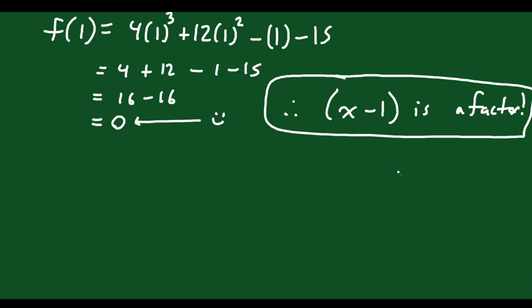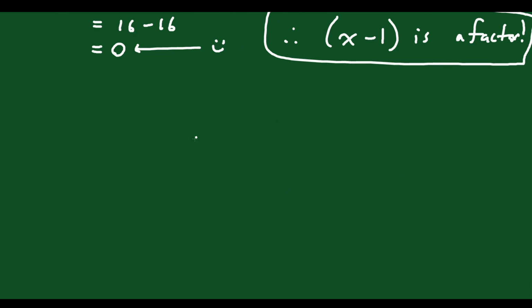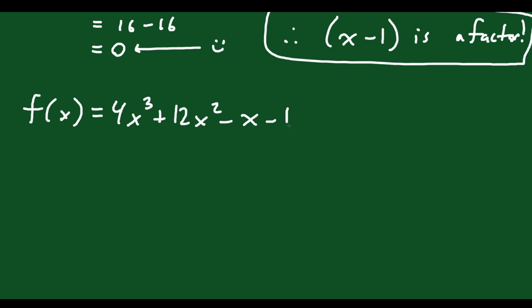Once you have one of the factors, we could say that f of x, which is currently equal, if you remember, to 4x cubed plus 12x squared minus x minus 15, when you factor that, is going to equal x minus 1, because that's one factor, multiplied by what? Well, we've got to figure that out.